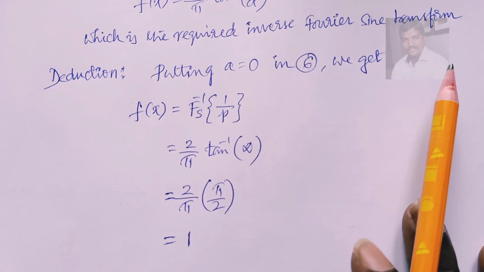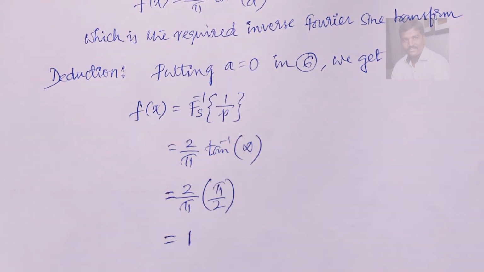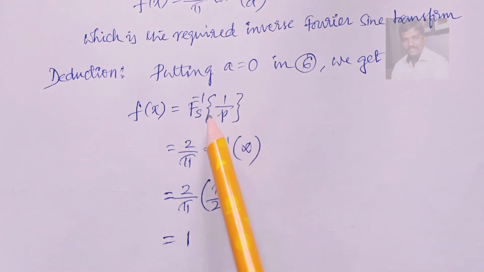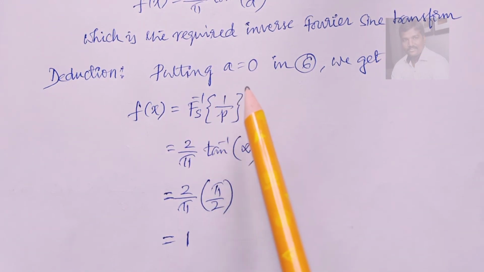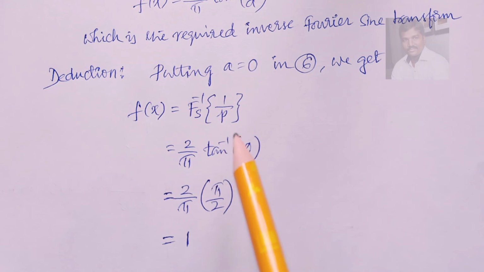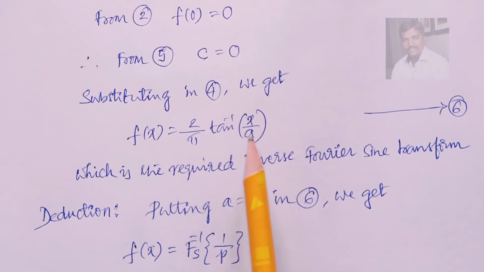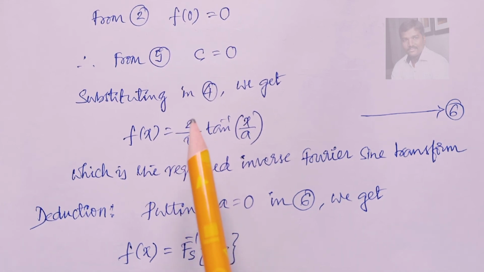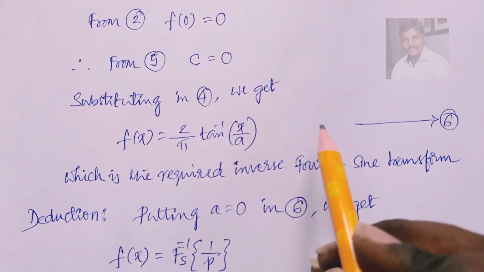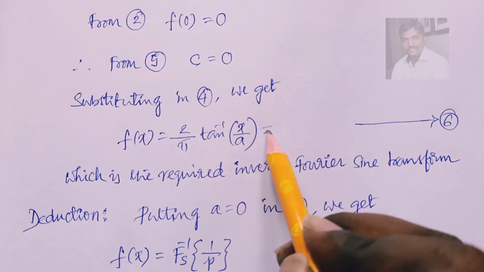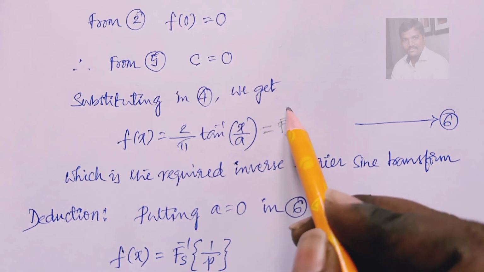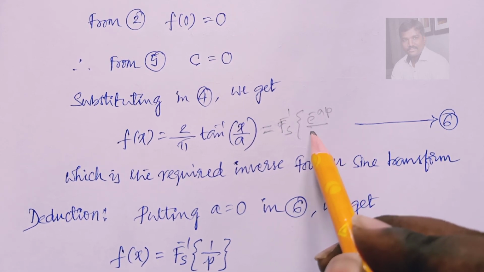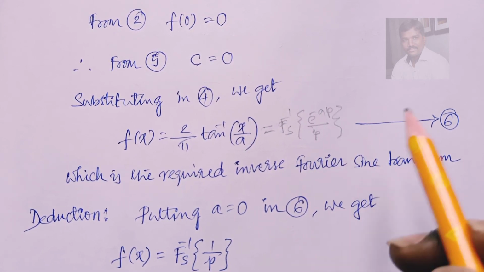Now there is a deduction given. So deduction here. Now what exactly do we have? f of x is equal to fs inverse of e power minus ap by p. This is what we have.